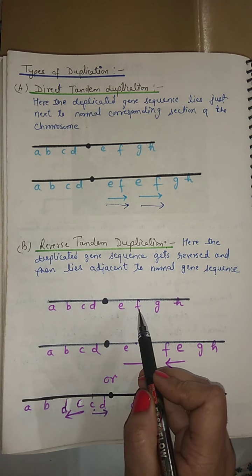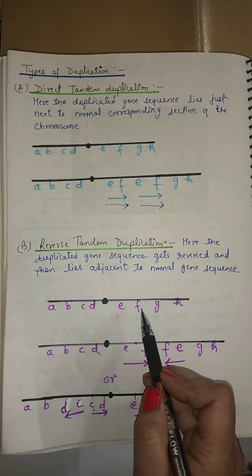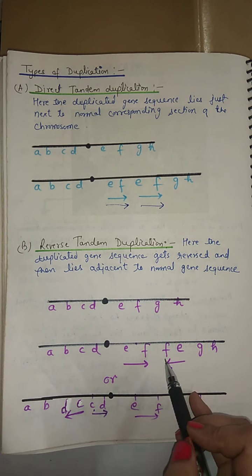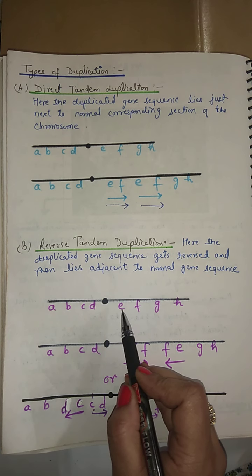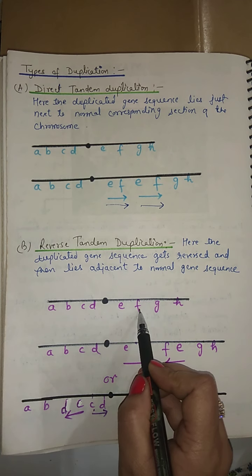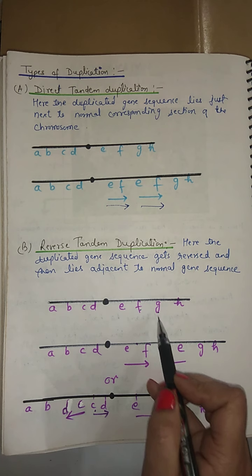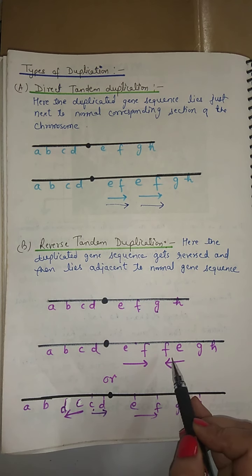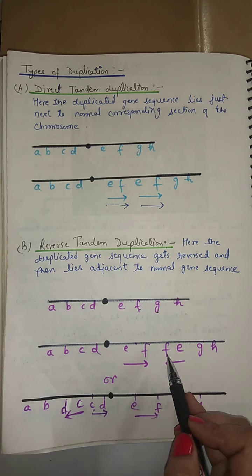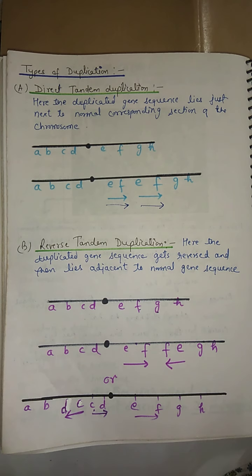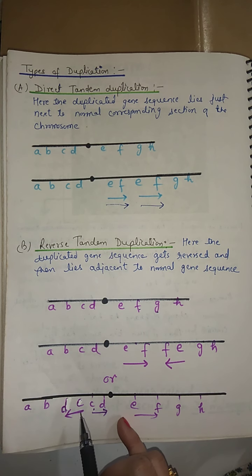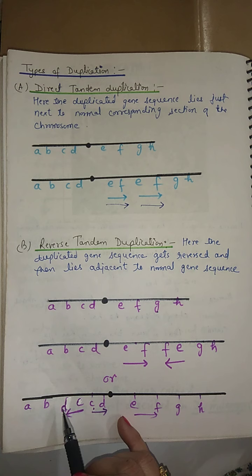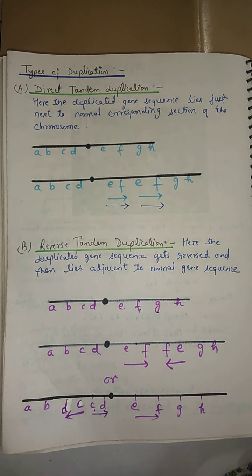Now this E, F sequence of the genes is repeated or doubled, but the sequence has now become FE. As you can observe, the sequence prior is E, F, G. But due to the reverse type of tandem duplication, this gets inverted and now the sequence has become FE instead of EF. In another arm, this can be shown as CD inverted as DC.